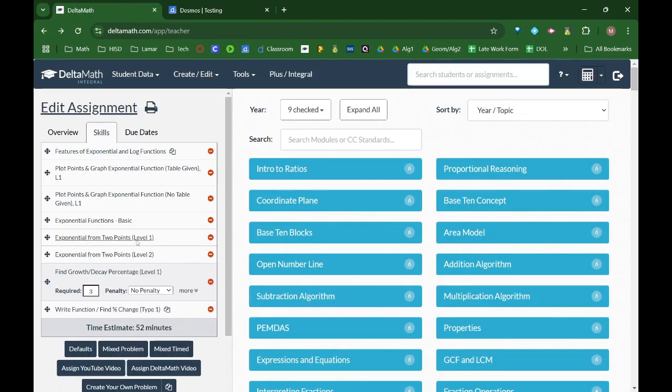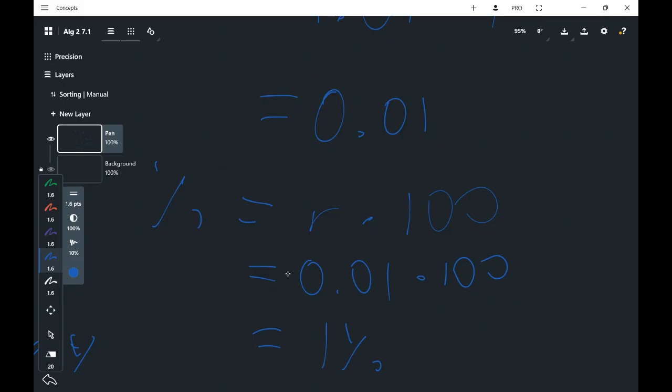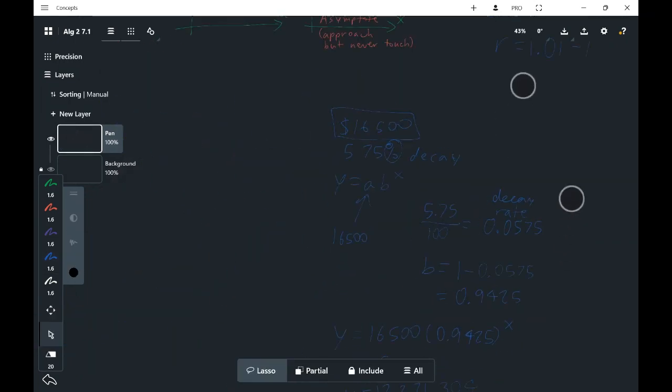Cool. Let me show you how to find exponentials from 2 points. That's literally when we're given 2 points and we want to find a function. So let's do that now. Let me go ahead and clear this out.